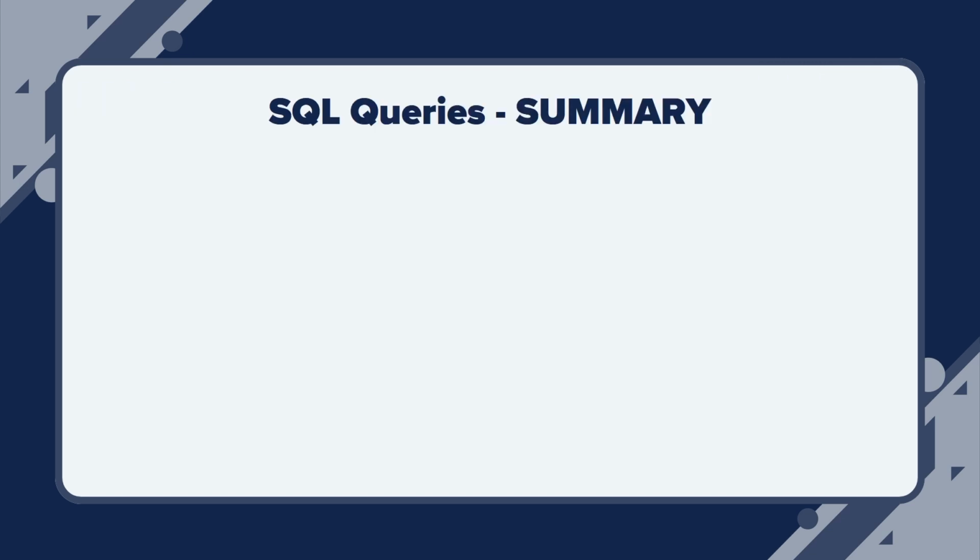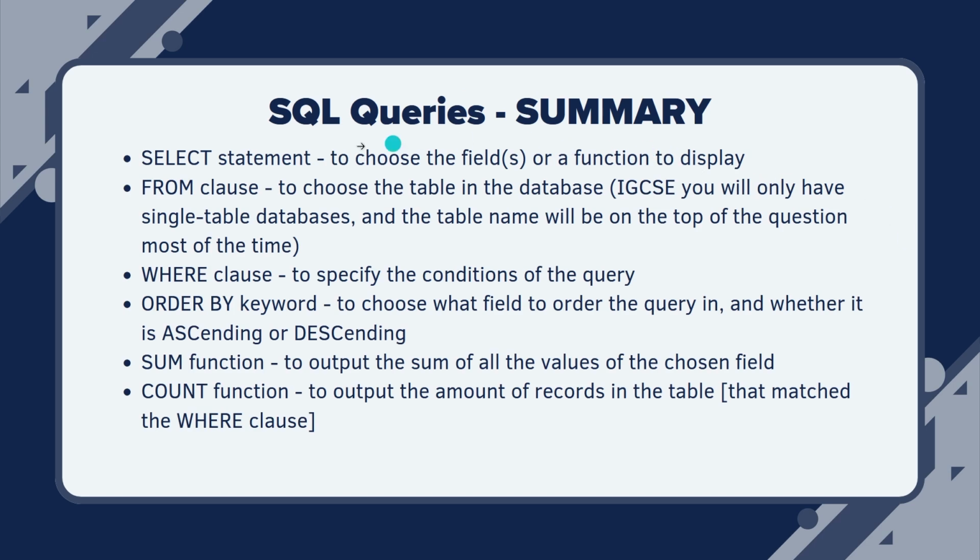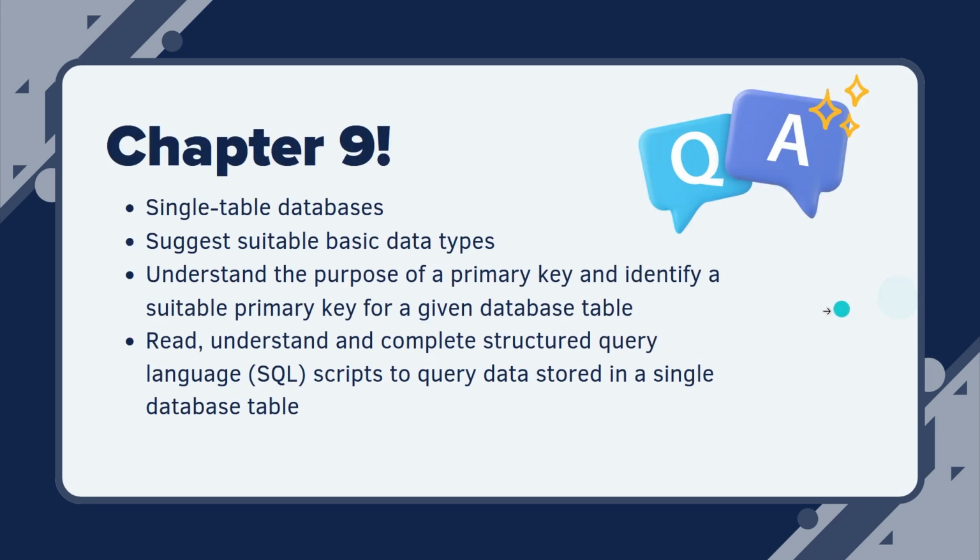Now we go on to the summary. The select statement is to choose the fields or the sum or count function to display. The from clause is to choose the table, but you only have one table because you're doing IGCSE, so don't worry. The where clause is the condition. Order by is to choose what field you're ordering by, and ascending or descending, sum and count. That is it for chapter 9.